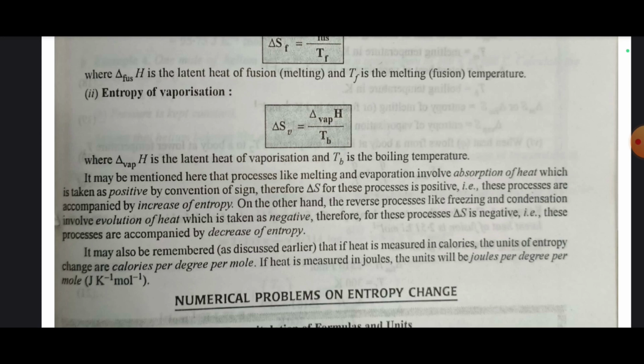It may also be remembered that if the heat is measured in calories, the unit of entropy change is calories per degree per mole. If heat is measured in joule, the unit will be joule per degree per mole.